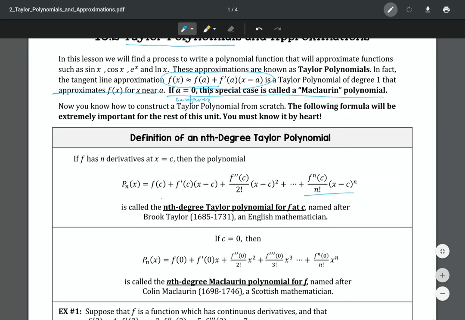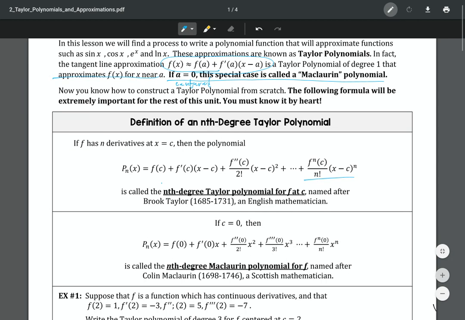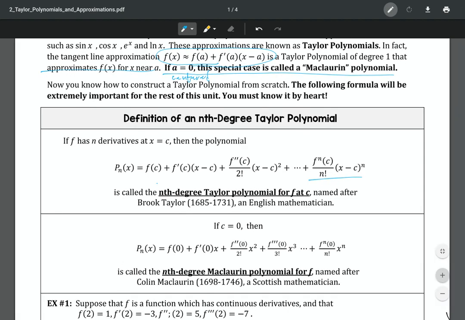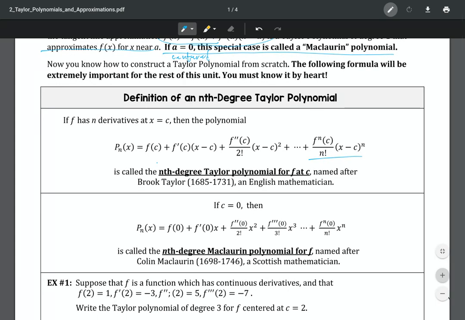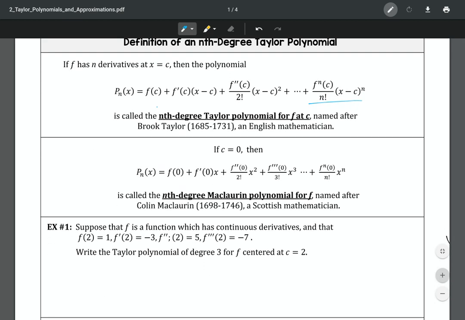Now, there is a section that I'll probably attach to this where they try to construct a Taylor polynomial from scratch, and you can kind of see where the formula came from. I'm also going to attach a couple of videos from Khan Academy where he does a really good job of explaining where all this stuff comes from, okay? So not to lose time, let's just go on.